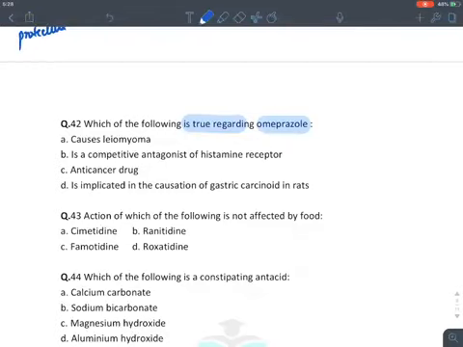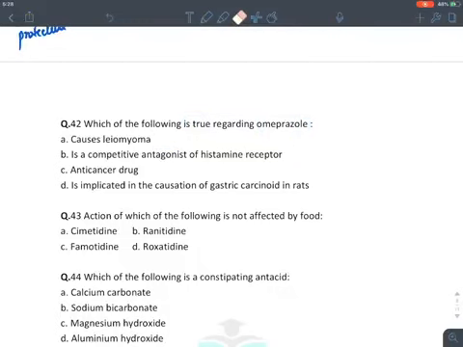Let's talk about this question number 42. It causes leiomyoma. It's absolutely true or yes. Certain cases of leiomyoma have been reported with omeprazole. Okay. Then, it is a competitive antagonist of histamine receptor. It's absolutely false. I'm really sorry.